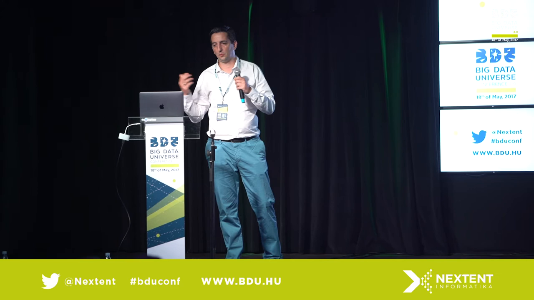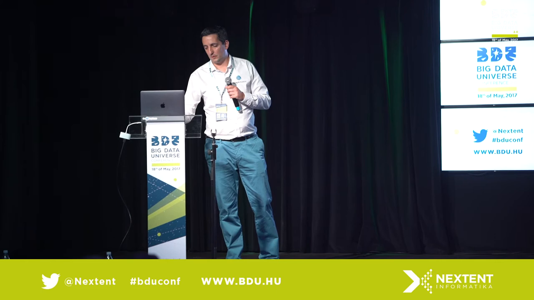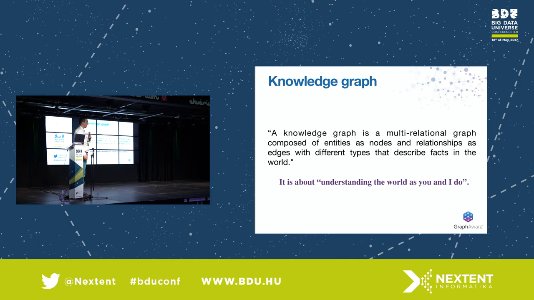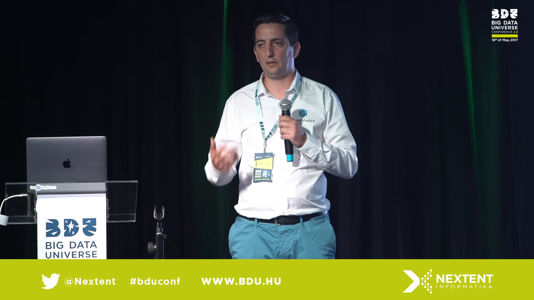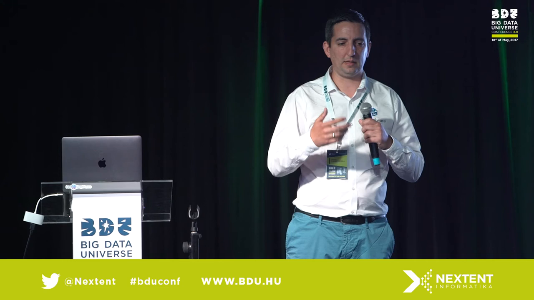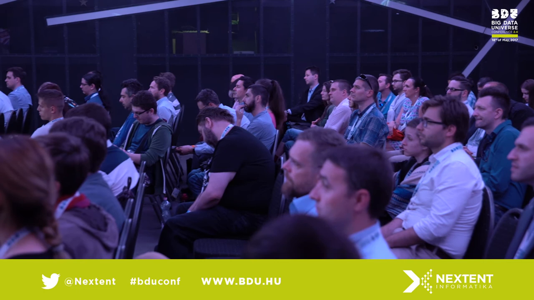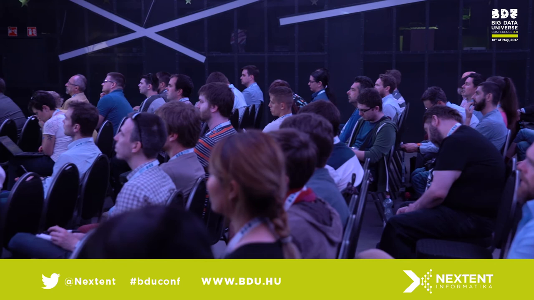So, to make this happen, we should have a knowledge graph behind this. So, knowledge graph is a graph, yeah, it's a graph. So the nodes are the entities in the world, and the edges are the relationships between these entities. So it's about how we see the world. So we should understand the same things. And if I'm looking for something, everybody should know what I'm thinking about when I search. So it's an important thing.